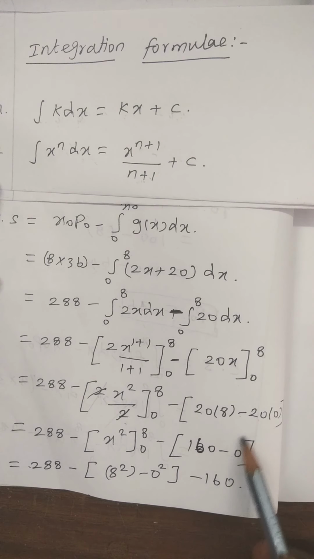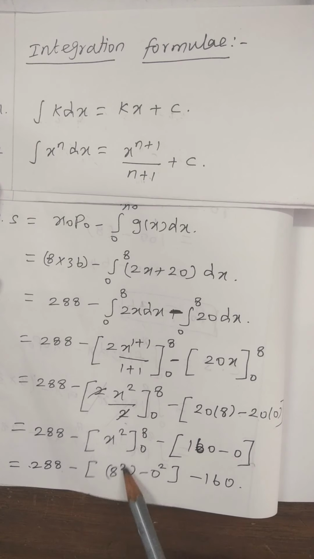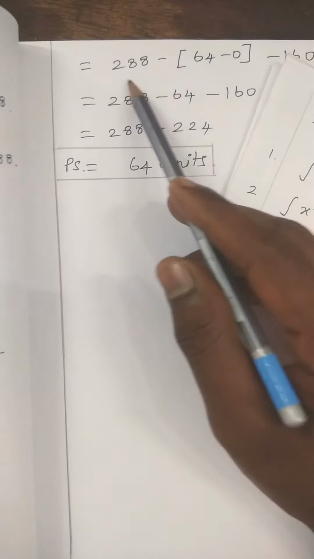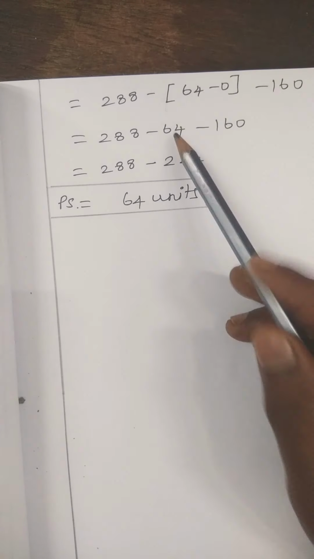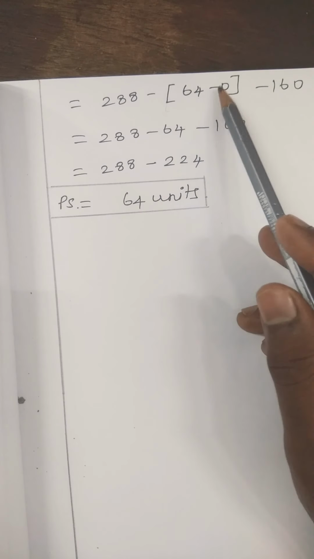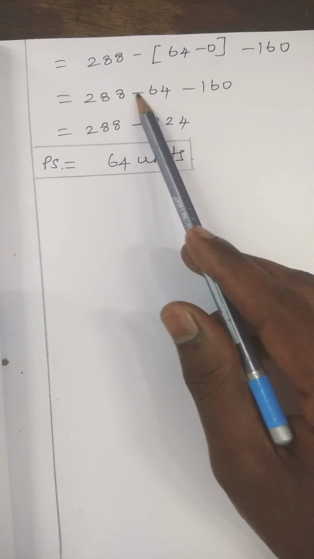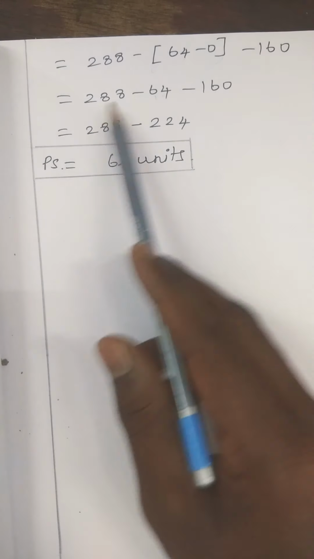Closed bracket equal to 288 minus, substitute upper limit. What is the upper limit? 8. So 8 square minus 0 square, closed bracket, minus 160. Equal to 288 minus bracket of 8 square, so 8 square means 64. 288 minus bracket of 64 minus 0, close the bracket, minus 160. Equal to 288, minus into plus minus, so minus 64 minus 160.